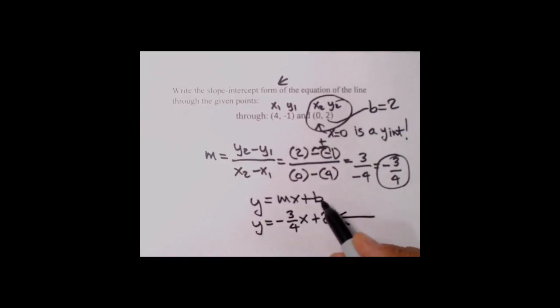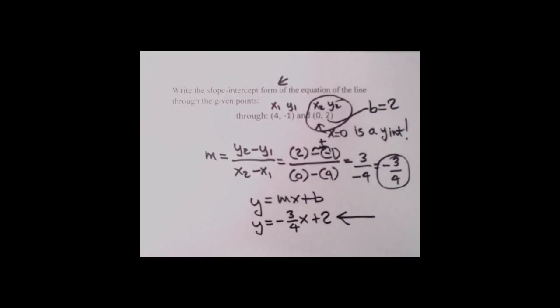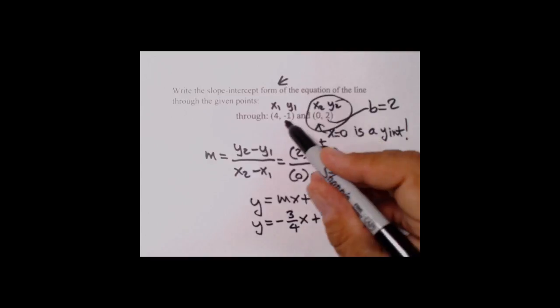We were able to use slope-intercept initially here because we did have a y-intercept. So always be looking to see if you've got a y-intercept. You can tell that if the x is 0. If not, then we would have had to use the point slope again.